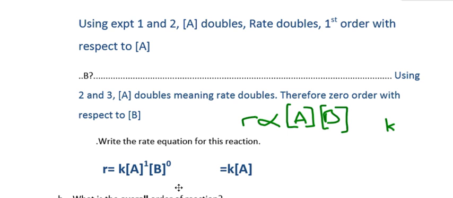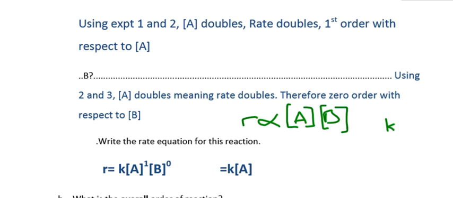Again, if you think about it, if you put anything to the power of 1, it becomes just itself. It's like timesing something by 1. It just stays the same. So our rate equation becomes k[A].